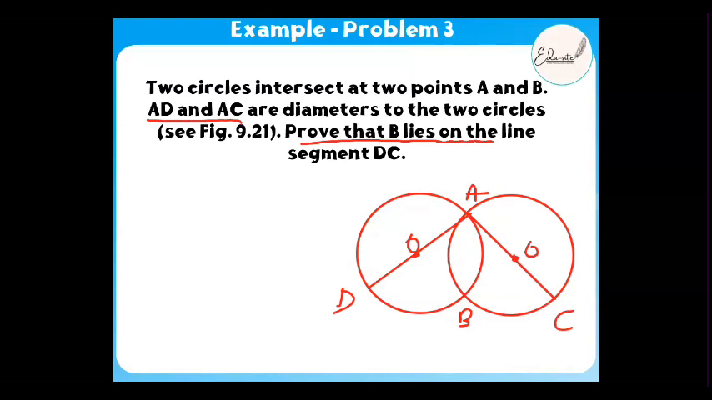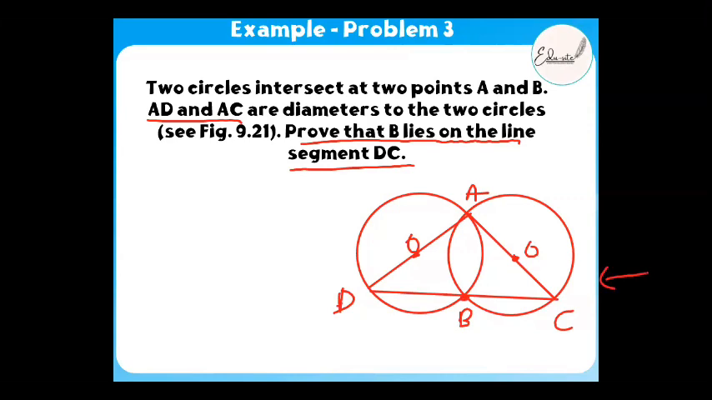Prove that B lies on the line segment DC. You have to prove that this point B lies on the line DC. How will you prove this? By the figure, you can understand it is on the line. But how will you find that it actually lies on the straight line? Any guesses? This is a quite easy problem.